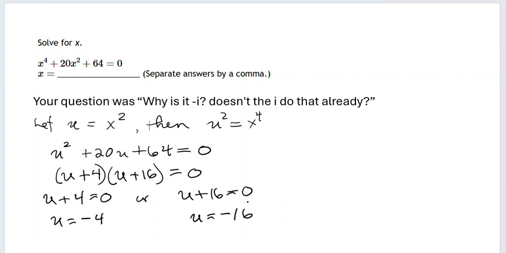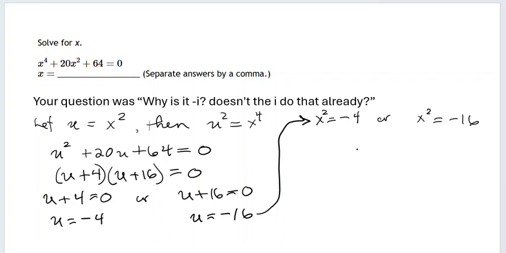However, we weren't trying to solve for u, we want to solve for x. So I have to back substitute what u was. So I am going to do that over here. And because u was x squared, x squared equals -4, or x squared equals -16.